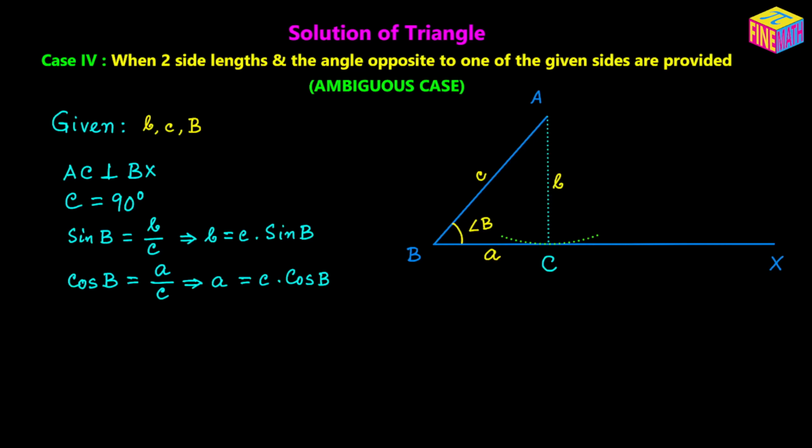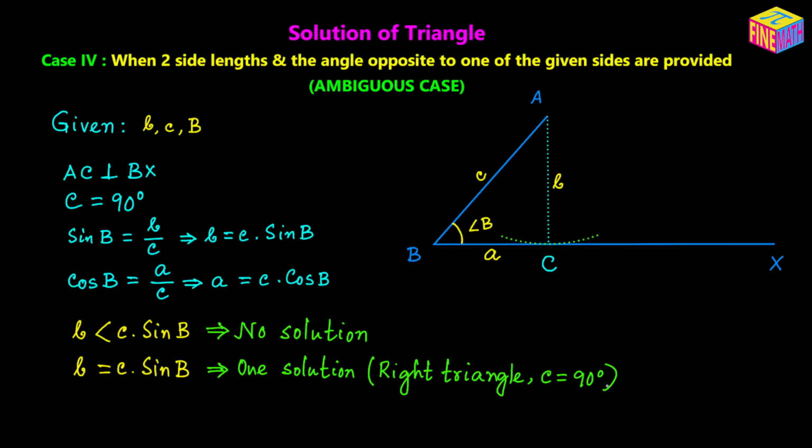So we can denote it like this. Here I have noted that when B is less than C times sine of B, then there is no solution. We cannot even draw a triangle. When B is equal to C times sine of B, then yes, there is one solution, and it is going to be a right triangle, the way exactly we see in the diagram here, where angle C will be the right angle.